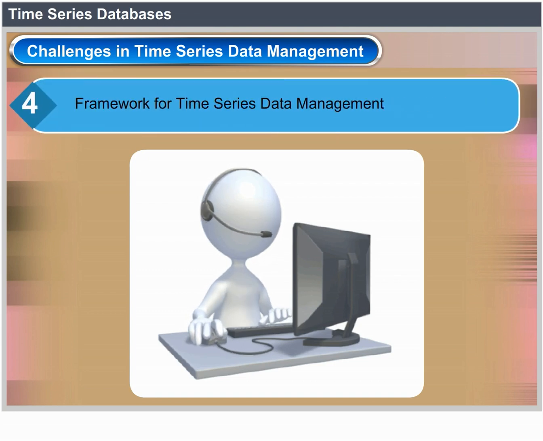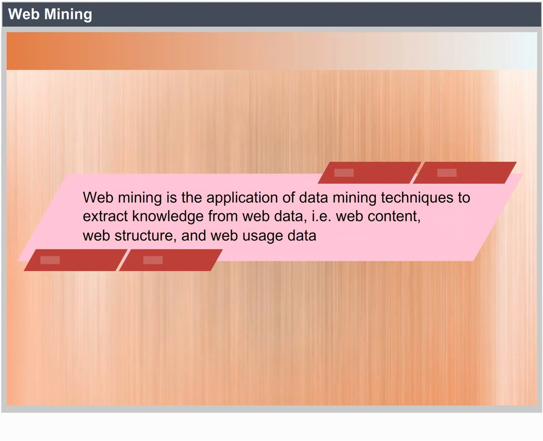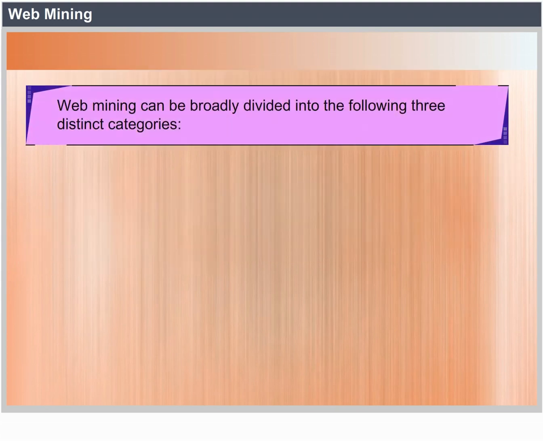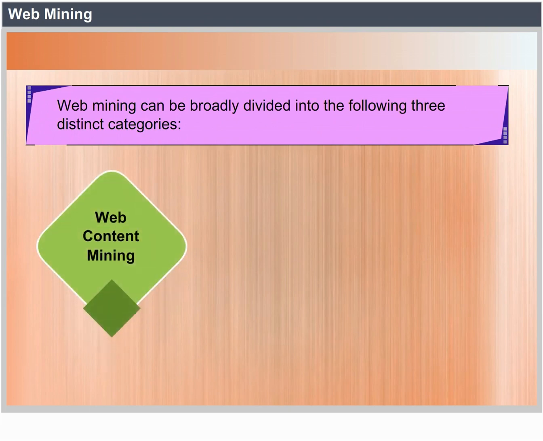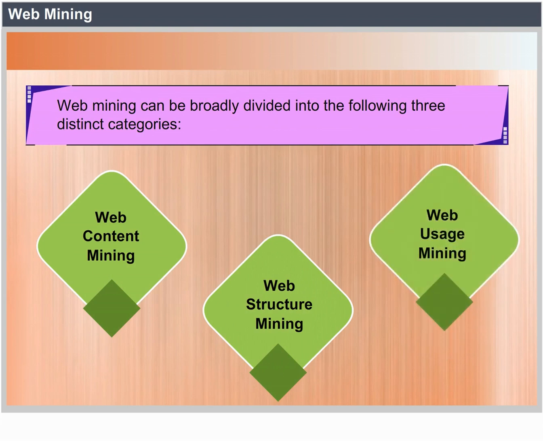Web mining. Web mining is the application of data mining techniques to extract knowledge from the web data, that is, web content, web structure, and web usage data. Web mining can be broadly divided into three distinct categories: web content mining, web structure mining, web usage mining. The figure shows web mining taxonomy.